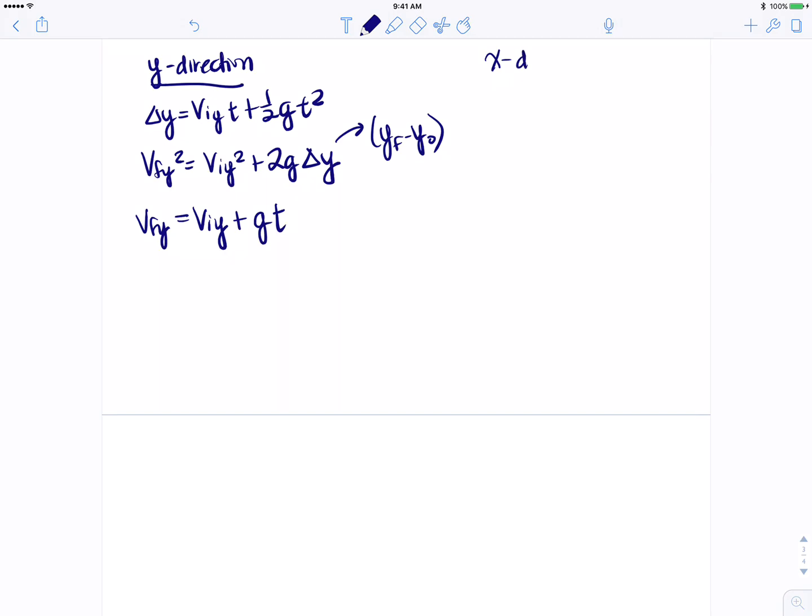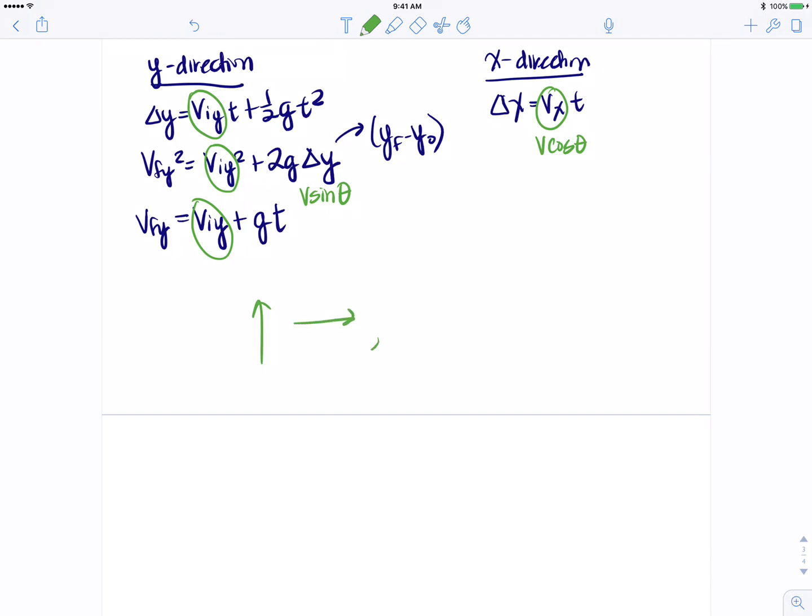Now in the x direction, we only have one equation that makes any sense, and that's delta x equals Vx t. So when we're resolving our velocity vectors into the components, you would plug those resolved vectors in here, V cosine theta, and here, V sine theta. Okay, so unless something is launched completely vertically or completely horizontally, that means it's launched at an angle. So you need to resolve that vector into its components.